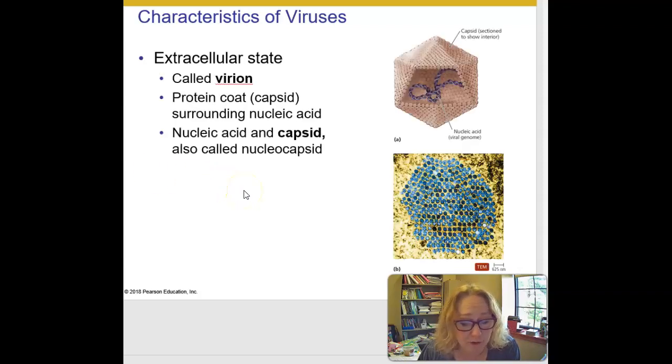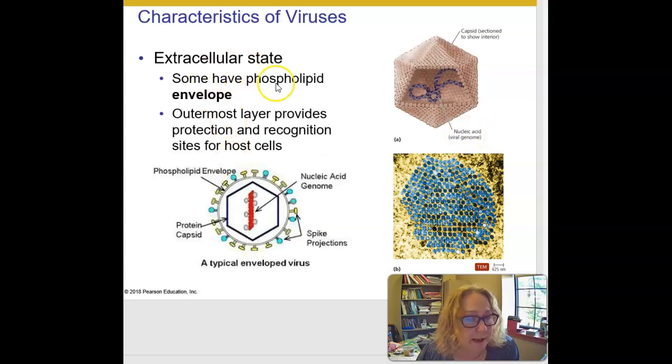Okay, the extracellular state, called a virion. They have a protein coat called a capsid. So this is the capsid, and it protects the nucleic acid that's usually inside. So the outside is called the capsid, and then you have the nucleic acid there.